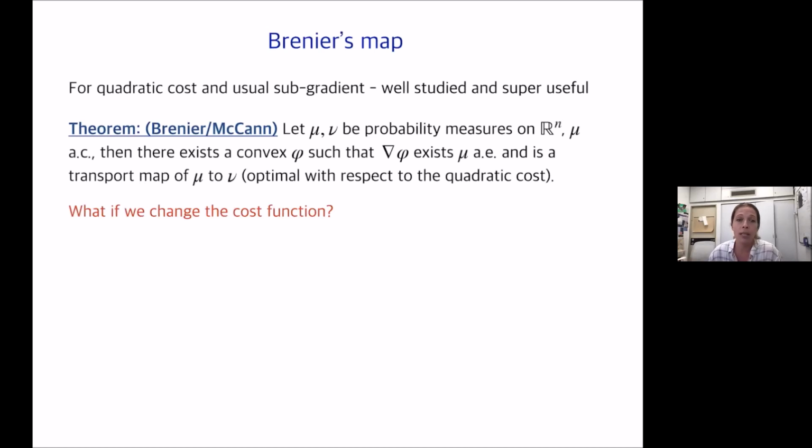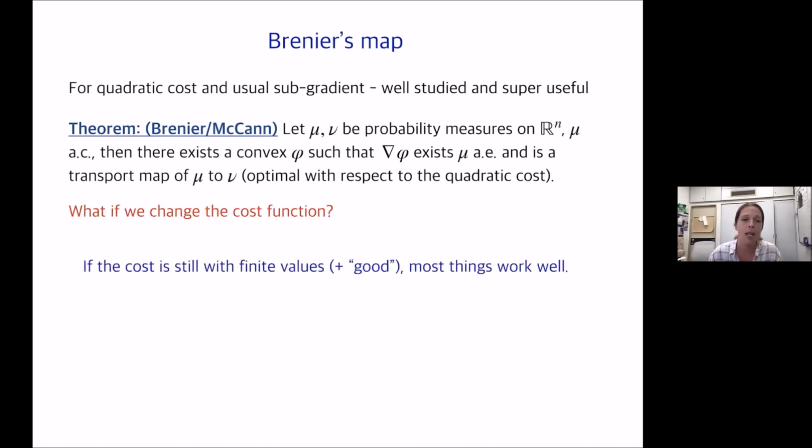So a leading question would be, what happens if we change the cost function? Like I said, what we wanted was to change the gradient to the polar gradient, and for this we had to change the cost to the polar cost. Then we started thinking about this question more seriously. So what happens? If the cost always gets finite values and has some other good properties that I'm not mentioning here, then most of the things in the Brenier-McCann theorem actually work very well.